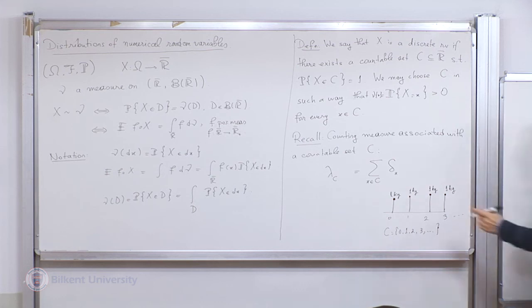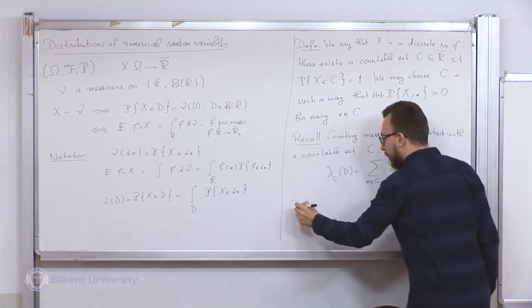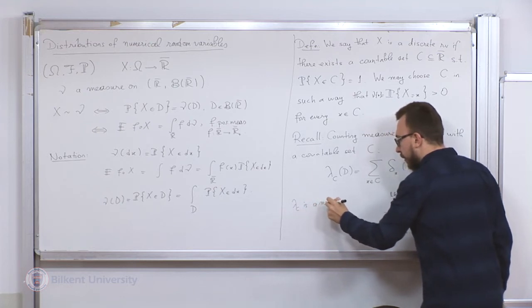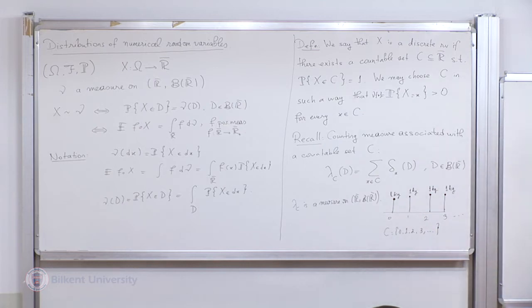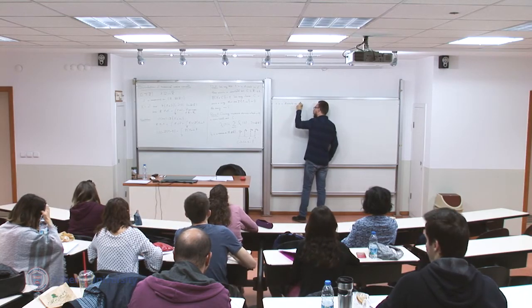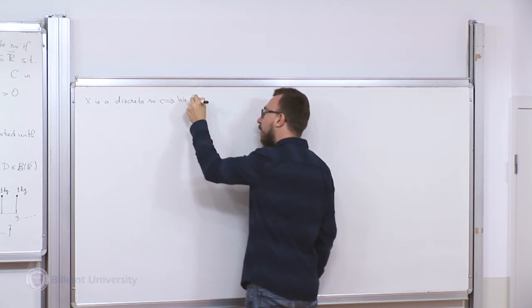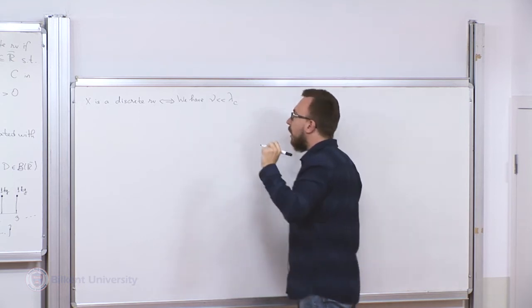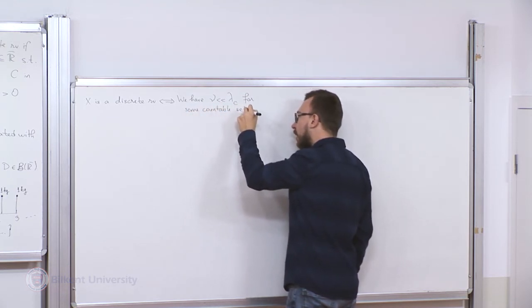So it's not a probability measure, right? So let me put the argument, right? This has to be some set D. So lambda C is a measure on the extended reals with their Borel sigma-algebra. It's one of the examples of discrete measures, just the masses are equal to 1. Okay, so our characterization is that X is a discrete random variable if and only if its distribution nu is absolutely continuous with respect to the counting measure on C for some countable set C.